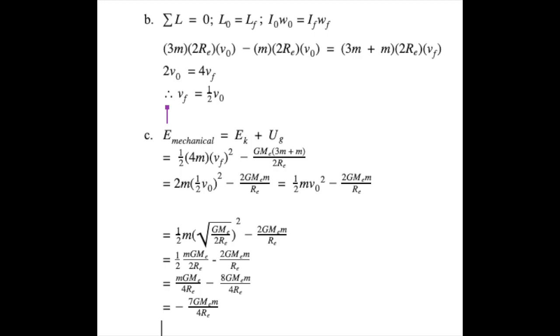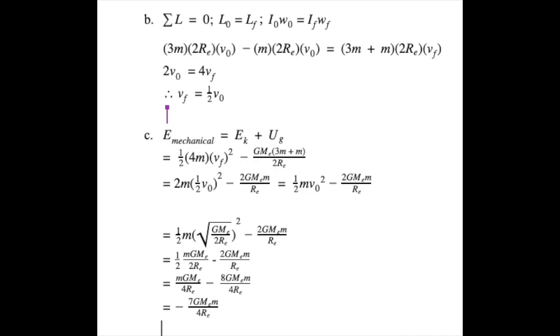So I'm going to reiterate that this is a perfectly inelastic collision, meaning that the particles stick together. So we're going to have to consider the total mass when calculating the kinetic energy and U sub g. And so based off of what Akshat already did, we now have the expression 1/2 m v0 squared minus the expression for U sub g. So now all we need to do is sub in a value for v0 in order to get the expression in terms of G, m, m sub e, and r sub e as the question asked.